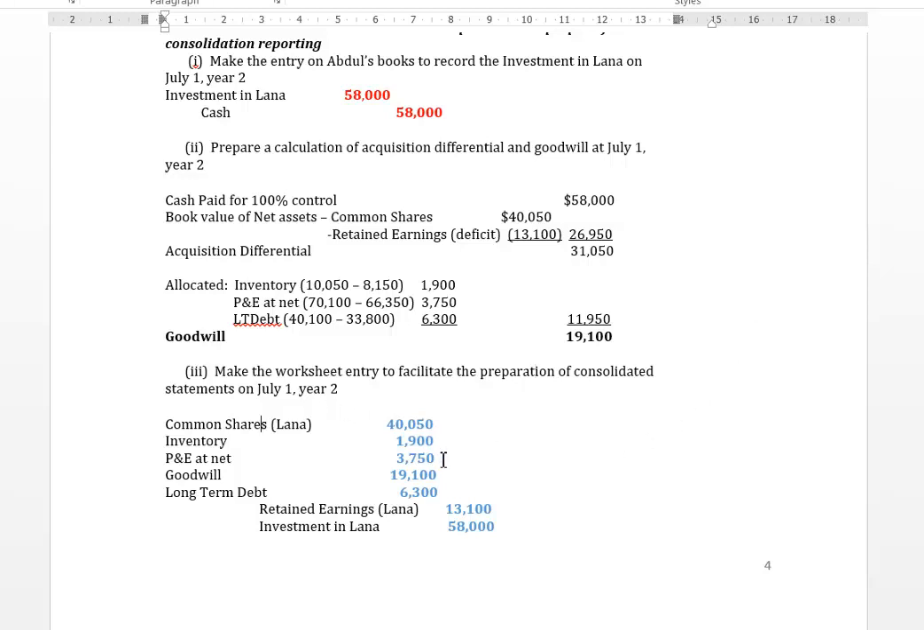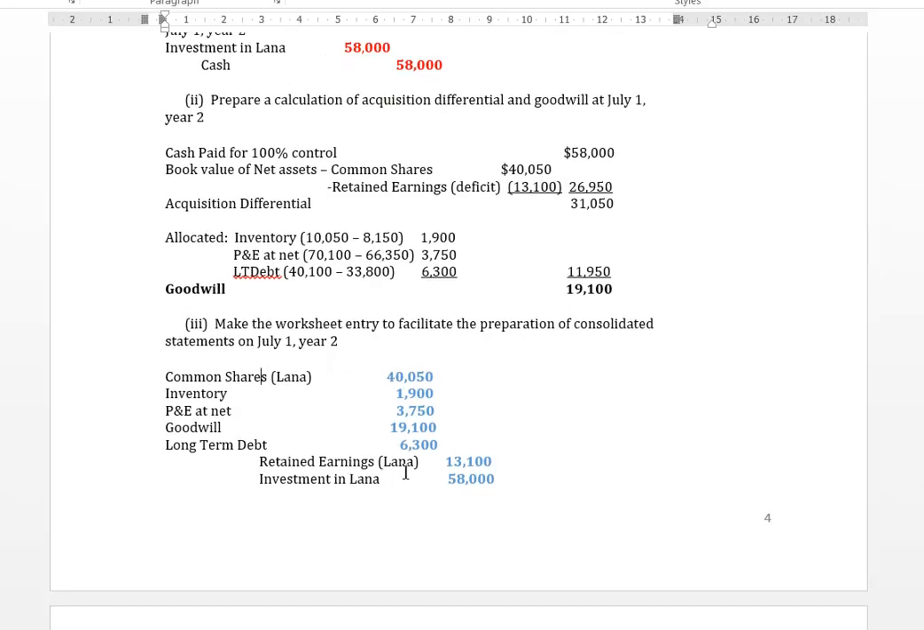So they'd eliminate the common shares of Lana, and they'd also eliminate the deficit for retained earnings that Lana booked. Lana had a deficit of $13,100, and they had common shares of $40,500. So don't forget, when we're preparing the consolidated balance sheet, which is what we'll prepare at July the 1st, right? We're doing it for the benefit of Abdul's shareholders, not Lana's shareholders. So Abdul's shareholders do not want to see the common shares of Lana or the retained earnings deficit of Lana.